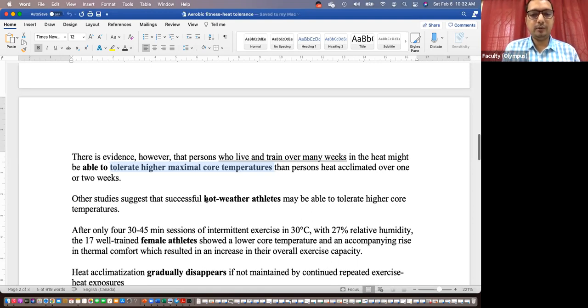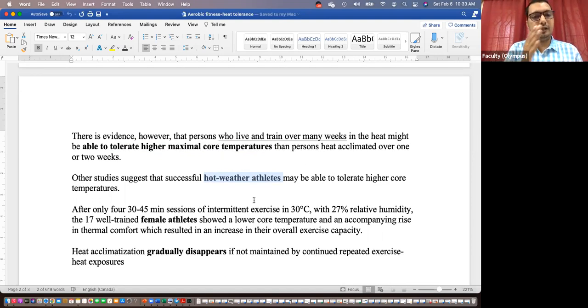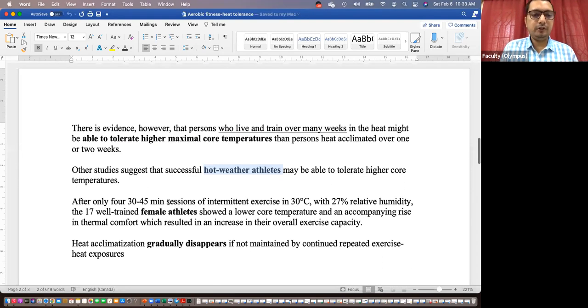So successful hot weather athletes are able to tolerate these conditions better, especially the higher core temperatures. And they have worked on several different things, like how long they actually work on it so that their body doesn't get exhausted, but slowly gets acclimatized. Researchers have worked on the specifics of this. After only about 30 to 45 minutes of sessions of intermittent exercise in 30 degrees centigrade with 27% relative humidity, 17 well-trained female athletes showed a lower core temperature and also a rise in thermal comfort, which resulted in improved overall exercise capacity.